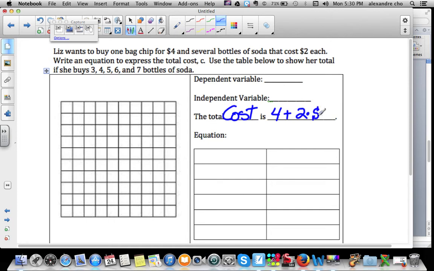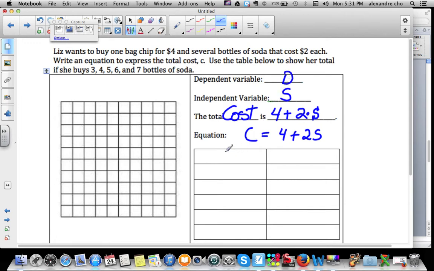She buys one bottle of soda, that is 2 times 1, $2 for the soda, plus a bag of chips, 6. She buys 2 bottles of soda, it would be 2 times 2, 4, plus a bag of chips, 8. So that's our equation. So our equation is going to be C equals 4 plus 2S. My independent variable, okay, is either the cost or the soda. So the cost depends on the sodas. So my independent is the soda. My dependent is the cost.